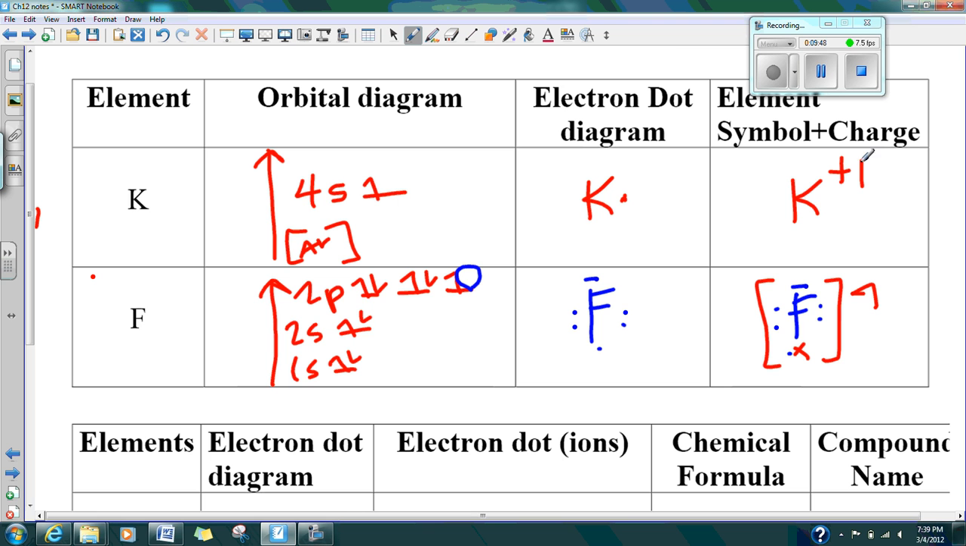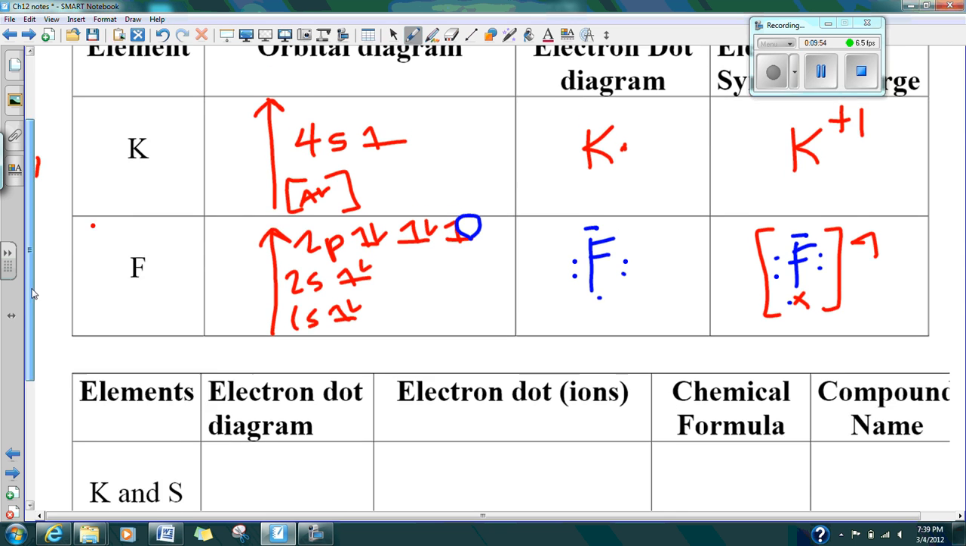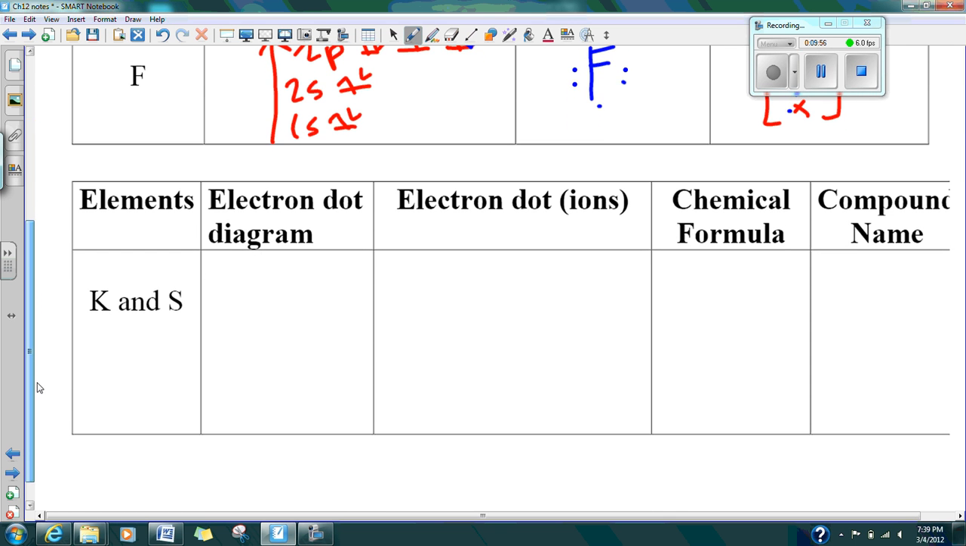And so you can see that I have potassium with a +1, fluorine with a -1, and they will be incredibly balanced, and they would form an ionic bond by transferring their electrons. And they're doing this again to reach noble gas configuration.